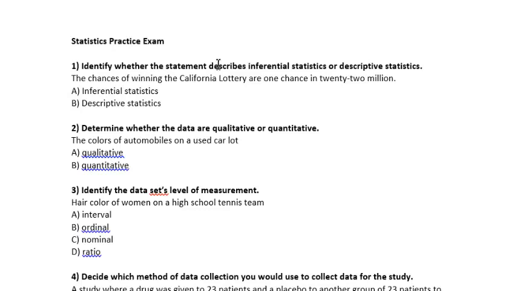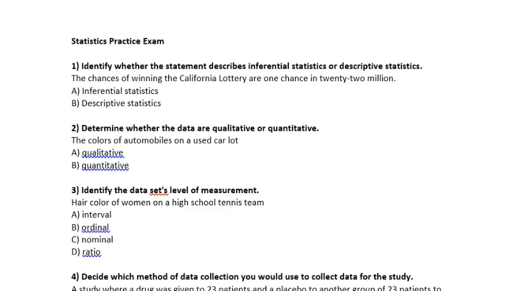Identify whether this statement describes inferential statistics or descriptive statistics. The chances of winning the California lottery are 1 chance in 22 million. Now, the difference between inferential statistics and descriptive statistics is that inferential statistics regard drawing conclusions from data that are subject to variation or subject to randomness. For example, the chances of winning a raffle, or the chances of it raining on a particular day of the year. Something that you are inferring from or is subject to some sort of randomization.